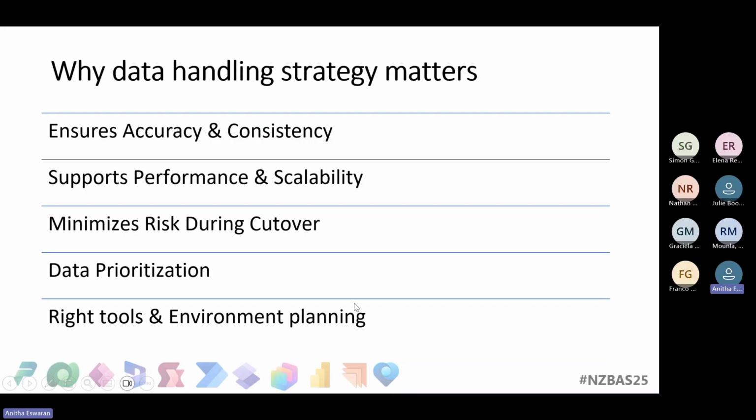Now, why does the data handling strategy matter? In F&O integration, a well-defined data movement strategy plays an important role because it directly impacts system performance, data accuracy, compliance, and the overall success of the ERP implementation. If you don't plan the data strategy properly, the integration can pose a risk, and it might become slow or error prone, and costly to maintain. So it ensures accuracy and consistency.